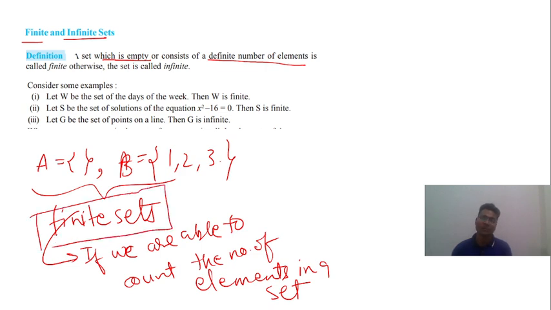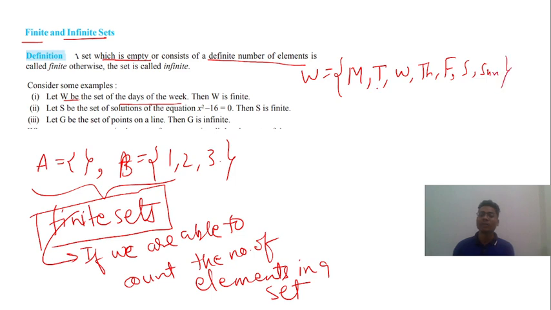Otherwise it is infinite. Coming to some examples: let W be the set of all days of a week. You can create a set naming all days of the week. So what are all the days of the week? Monday, Tuesday, Wednesday, Thursday, Friday, Saturday, Sunday. So we can count the number of days in this week. So this is a finite set.